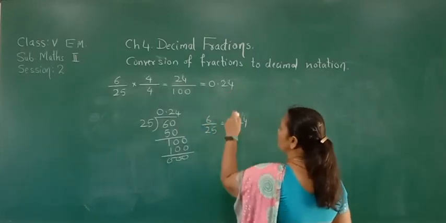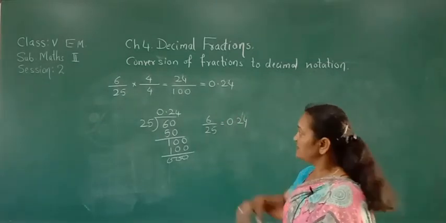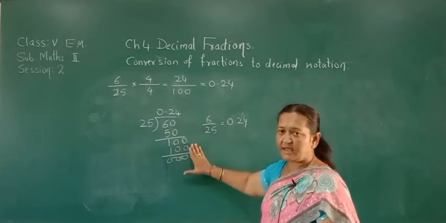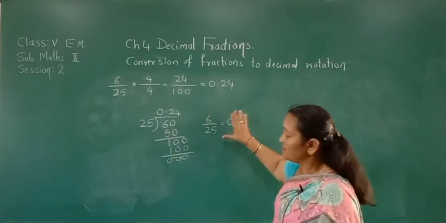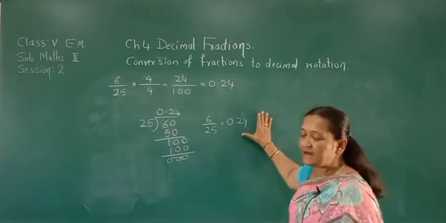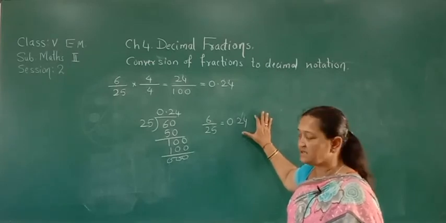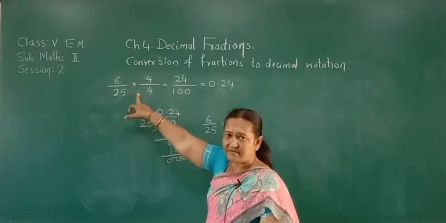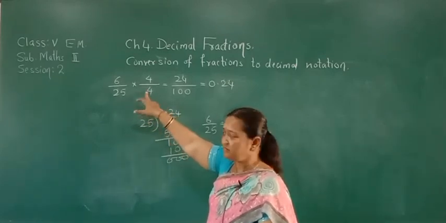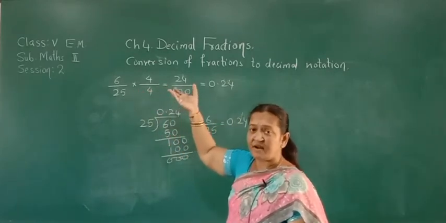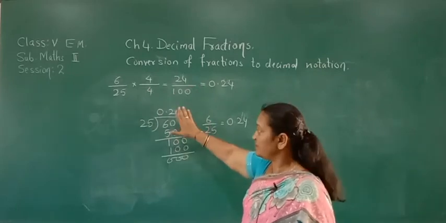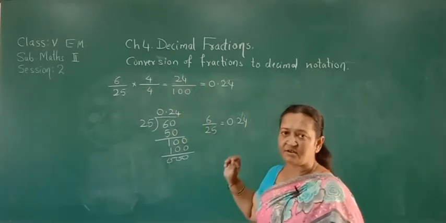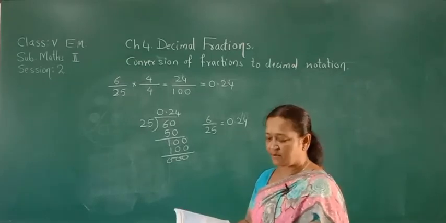0.24. Check both, they are the same. So in this way you can convert to decimal, or by using the simple division method. There also you can convert any fraction to decimals. Sometimes we are not getting any multiples of 10 or 100. These are not factors of some other number we are getting. Then you have to use this division method, and then you should convert it to decimal points.